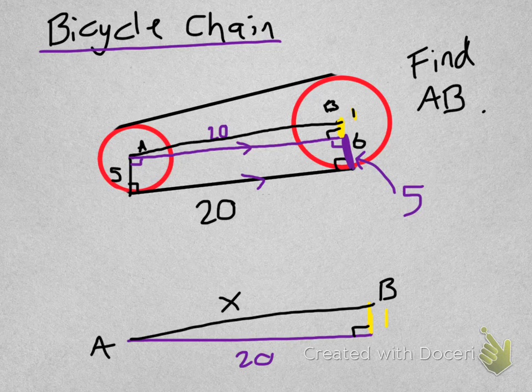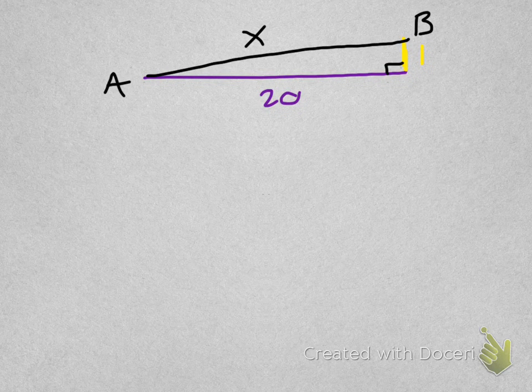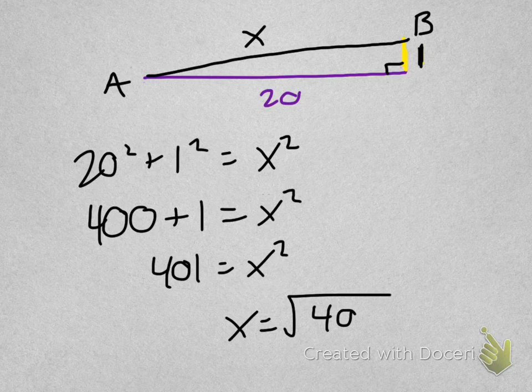Now we just set up the Pythagorean theorem. I'm going to put this on a separate page so that we have more room. If you're confused as to where this came from, you can just rewind. Again, just to be clear, this segment here is 1. So we set up the Pythagorean theorem: 20 squared plus 1 squared equals x squared. 20 squared is 400, 1 squared is 1, so you get 401 equals x squared. Therefore, x equals the square root of 401.